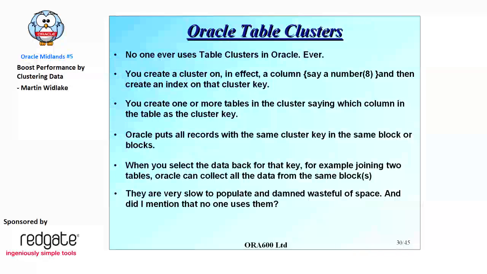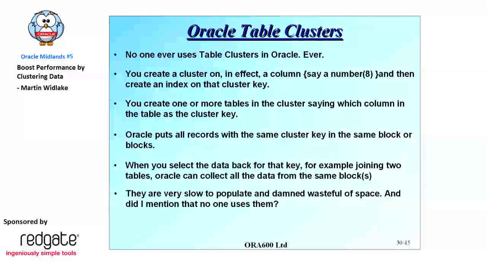Oracle, every time it sees a new value of the key, allocates a block to it. And any records from one or more tables with that ID get stuck into that block. It will keep sticking records into that block till it's full, then it will throw another block. Which means if you've created a load of order lines and you cluster on the order ID, they're all going to be in the same block of data. You've physically clustered your data together.